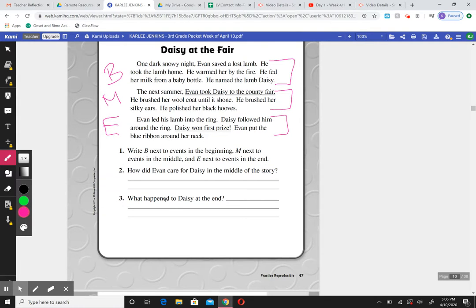Number 3, what happened to Daisy at the end? So read the end, this last paragraph, and maybe it's underlined. Who knows? Maybe your clues are right there.